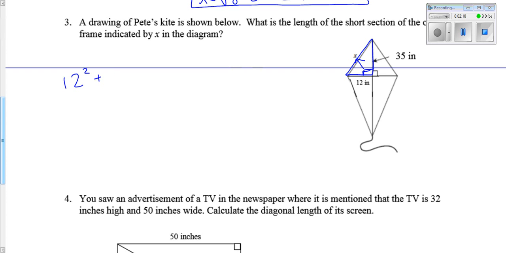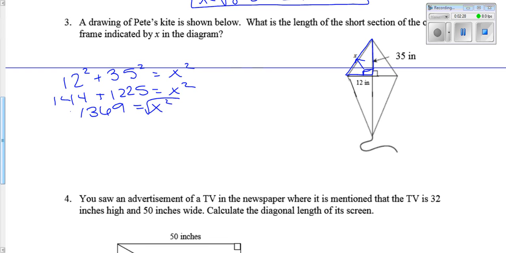So 12 squared plus 35 squared equals x squared. So 144 plus 1,225 equals x squared. So I have 1,369 equals x squared. Take the square root of both sides, and we get x equals 37. And since we are dealing with an actual problem that has units, we know these are inches, so we need to include the inches, need to include units.